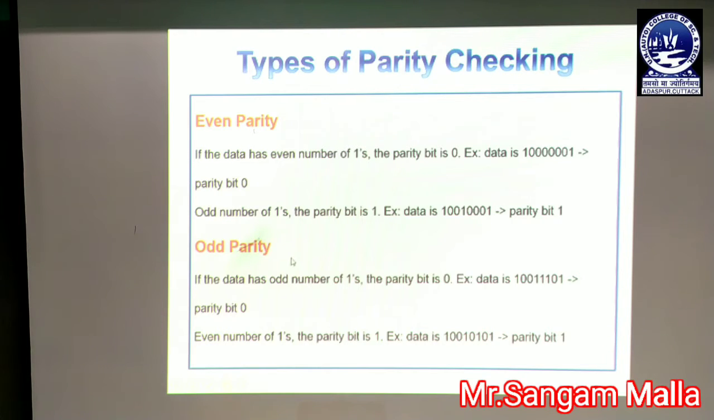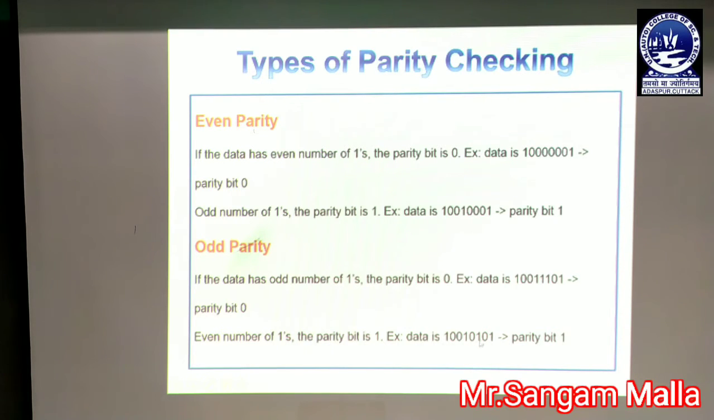Similarly, the second category is odd parity. If the data has an odd number of ones, then the parity bit will be 0. So in this case it is the vice versa. Here you can see in this example how many bits are 1: 1, 2, 3, 4, 5. As there are 5, that means an odd number of 1 bits, so the parity bit will be 0. Similarly, if there is an even number of 1s, then the parity bit is 1.